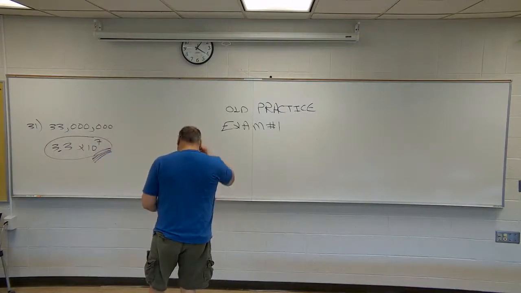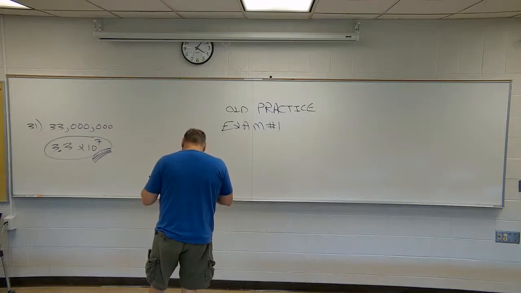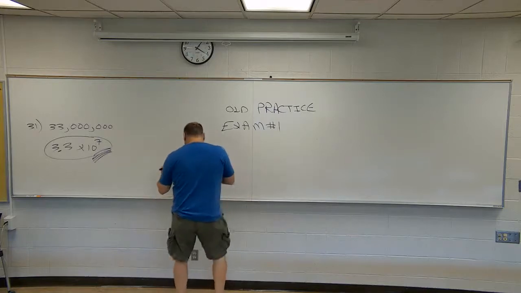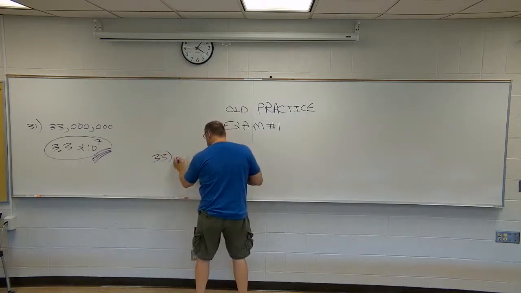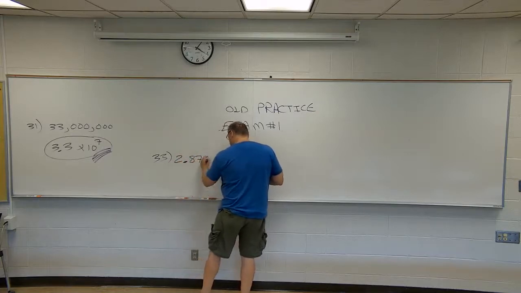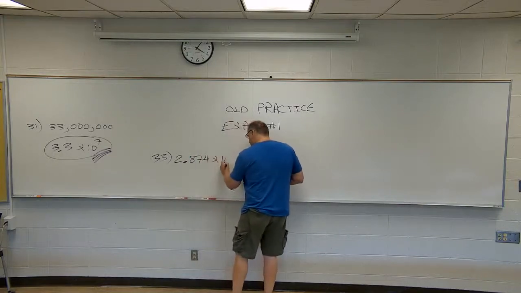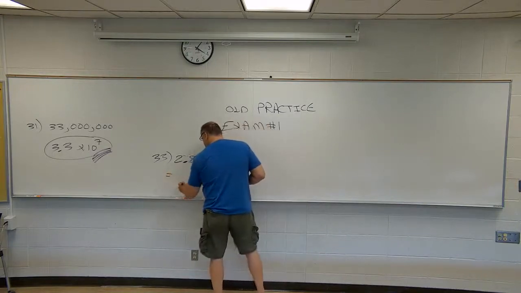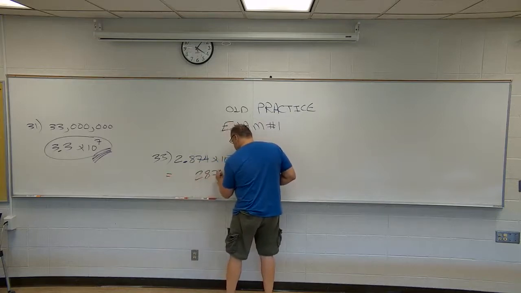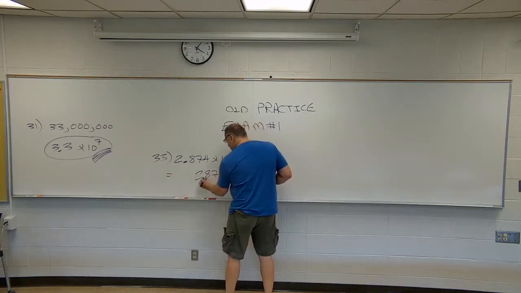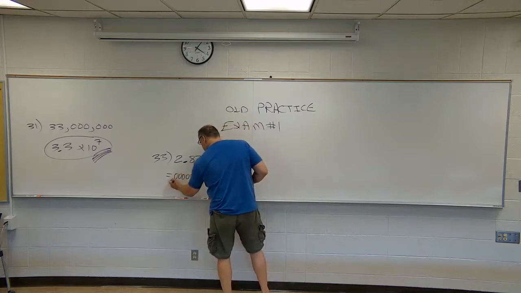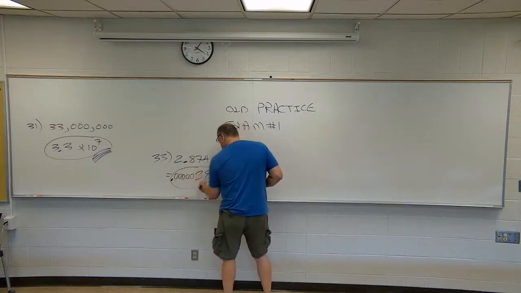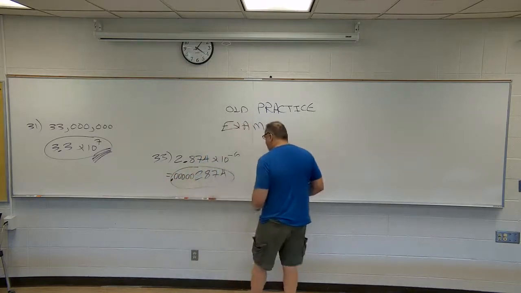On the flip side of that, they might say to you, well, let's say if I didn't give you this, let's say it was a problem like number 33, and they said .2874 times 10 to the negative 6. Take a walk of negative 6: negative 1, 2, 3, 4, 5, 6. You always start from the decimal point and run as many places as they're asking you to run.